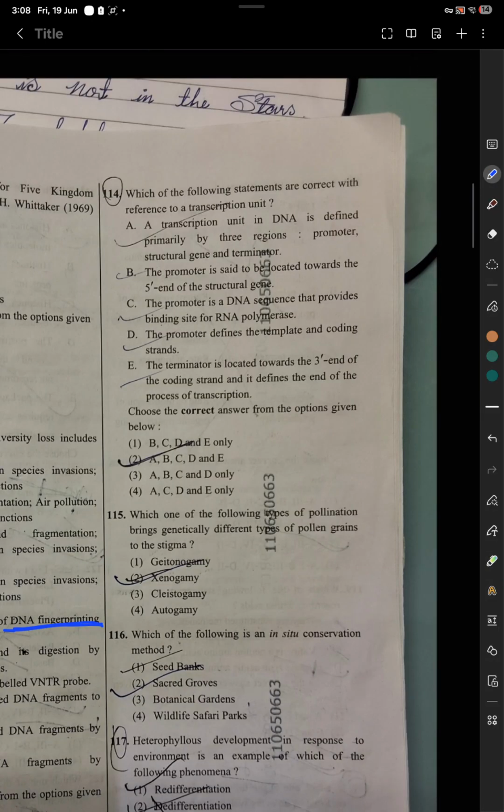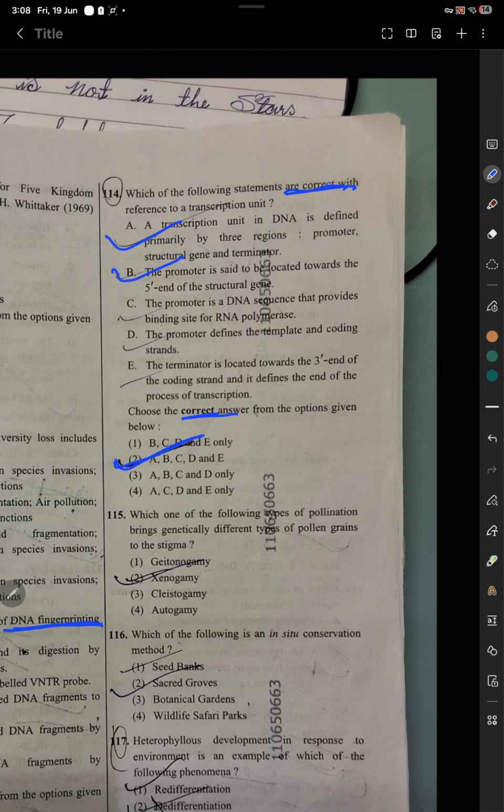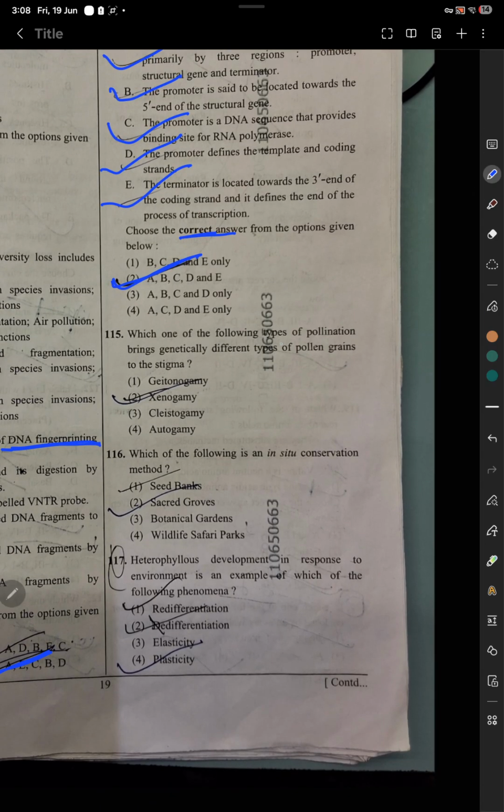Question 114. Which of the following statements are correct with reference to the transcription unit? Here again you need to mark the correct ones, not the ones which are incorrect. So number 2 will be your answer. Option 2: A, B, C, D, and E, which means all the statements are correct with reference to the transcription unit. Then let's move to question number 115. Which one of the following types of pollination brings genetically different types of pollen grains to the stigma? Option 2 is correct: xenogamy.